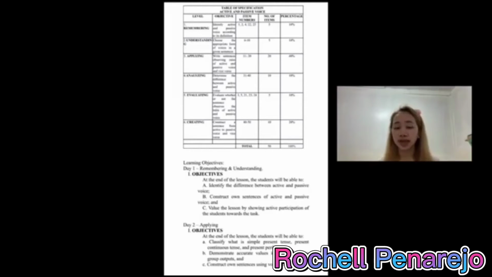Good day everyone, I'm Rochelle Espinarejo and I'm going to discuss the grammatical test, which includes the TOS, learning objectives, and the assessment. So first, I'm going to show you our day 1 objectives.